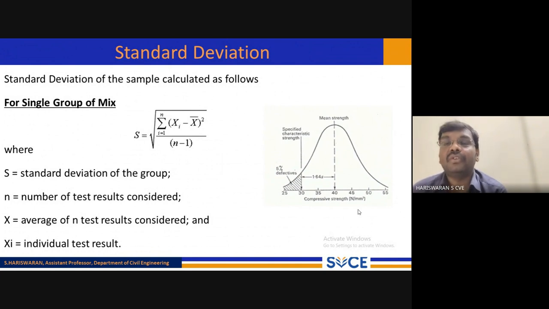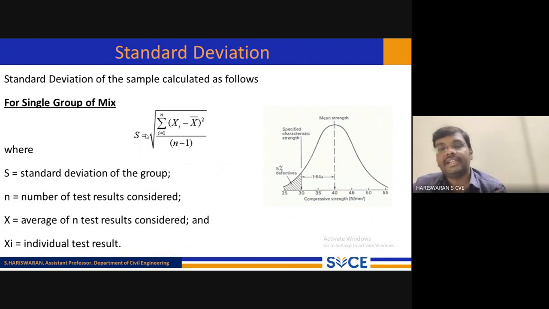Then we have to find the average value of compression strength of all the samples. Then we have to find the variance for each sample, whatever value we are getting, and what is the difference with the average for each specimen or each sample. Then the sum of all variance. You just see in this formula, the sum of the square of the variance divided by number of samples minus one, root of that value, we will get the standard deviation.